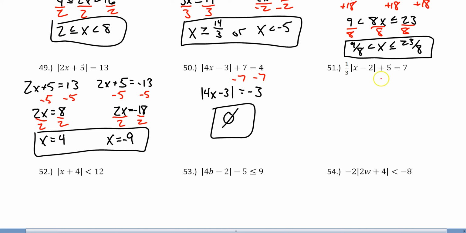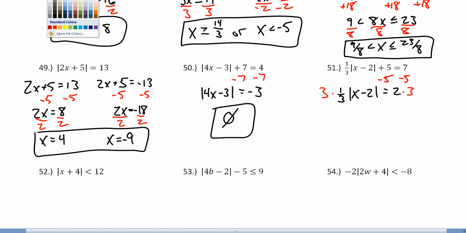I got to get that absolute value by itself, so I'm going to subtract the 5 from each side. That gives me a 1/3 times the absolute value of x minus 2 equals a 2. And now I'm going to get rid of that 1/3 by multiplying by 3. Whatever I do to one side, I have to do to the other side. So now I've got the absolute value of x minus 2 equals a 6.